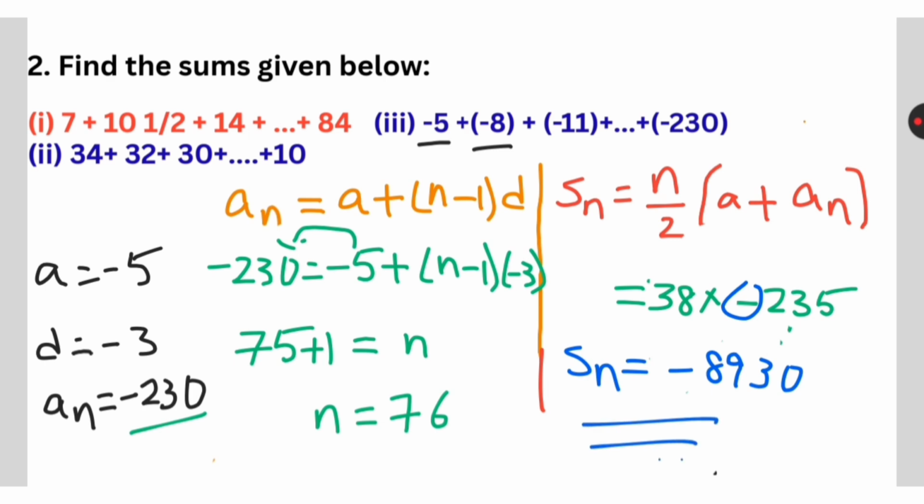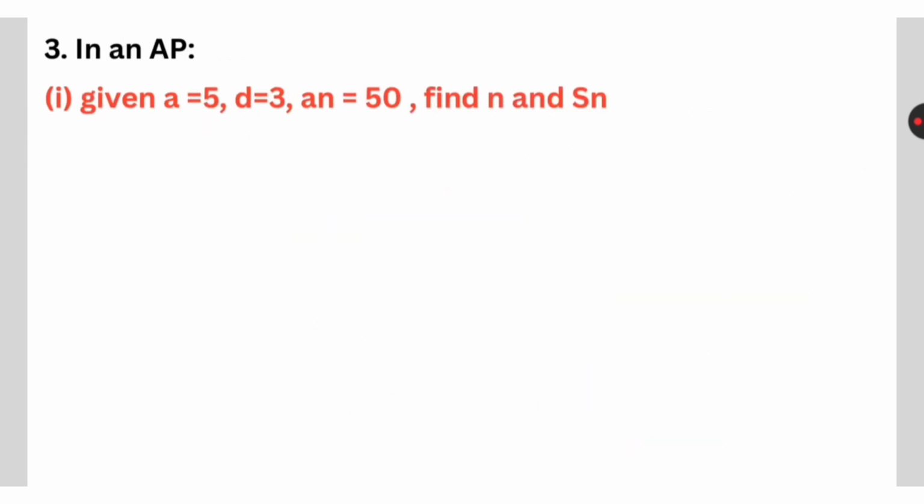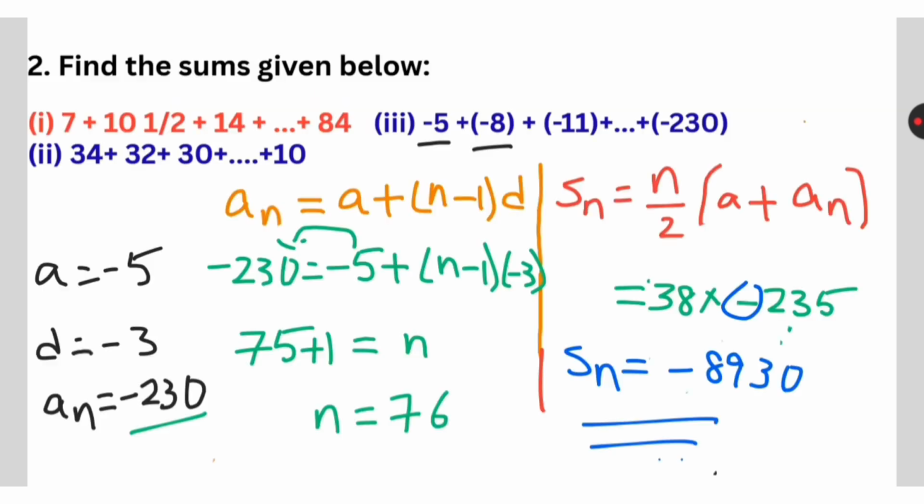So we are done with the exercise 5.3 question 2. Let's go with the question 3. In an AP, that means they are giving an arithmetic progression. What they given in an AP, they given a as 5. That means the first term as 5. The common difference is 3. And the nth term is 50. Find n and Sn. Just now we did, isn't it?